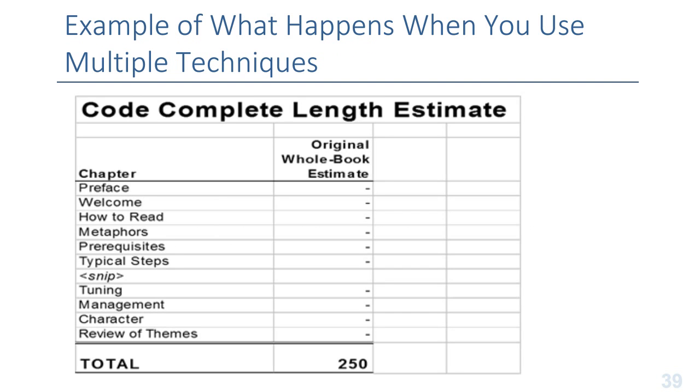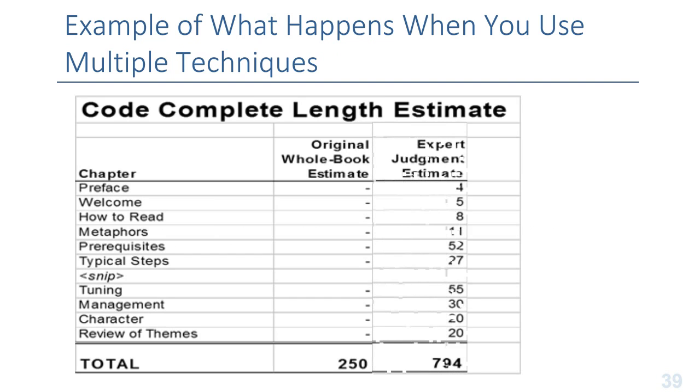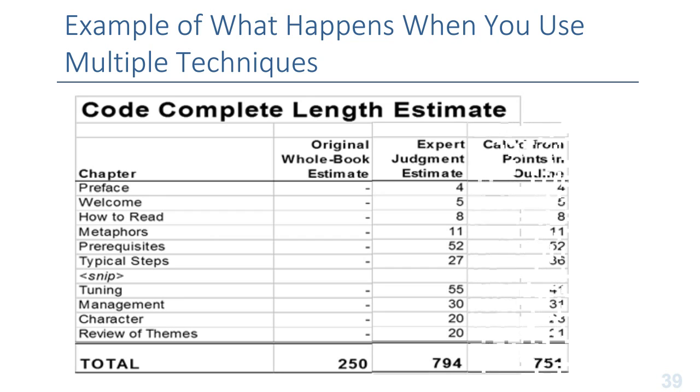I had my original 250-page estimate, and then I did my decomposed estimate of 794 pages, and I looked at that and said, there's no way I'm writing an 800-page book, maybe 300, maybe 350, but not 800. And so I decided to go and estimate it an entirely different way. And when I did that, I got an estimate of 751 pages.